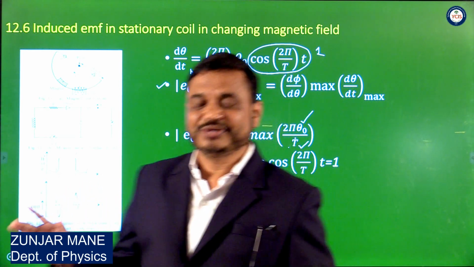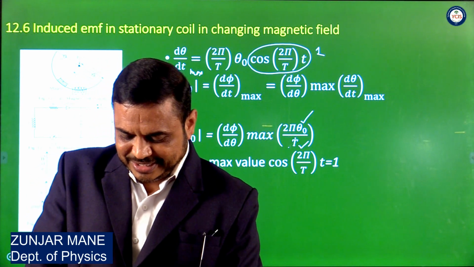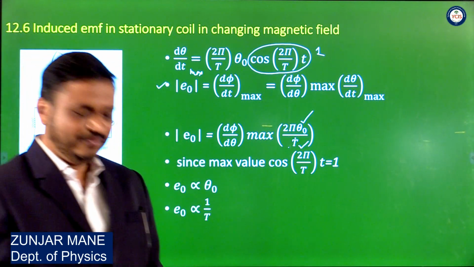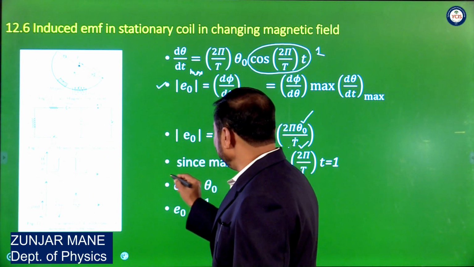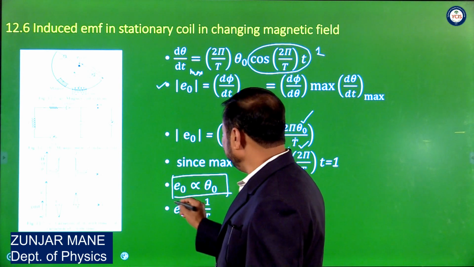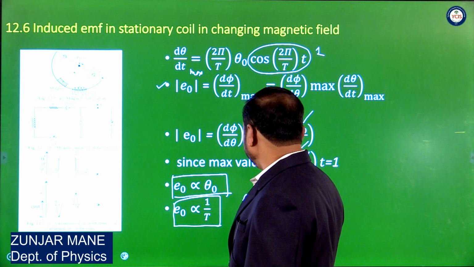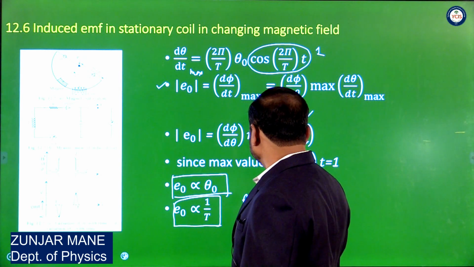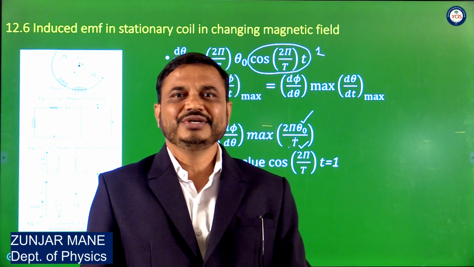So this is about the induced EMF in a stationary coil in a changing magnetic field. We have the two relations: E0 is directly proportional to θ0, and E0 is inversely proportional to T, or E0 is directly proportional to ν, the frequency of oscillation. So we stop here.